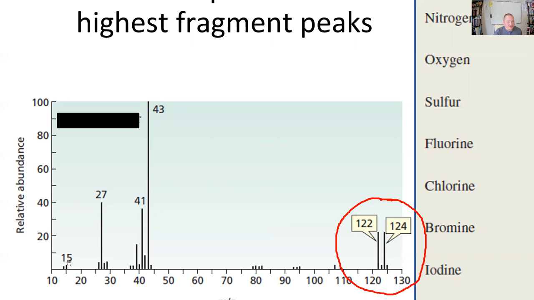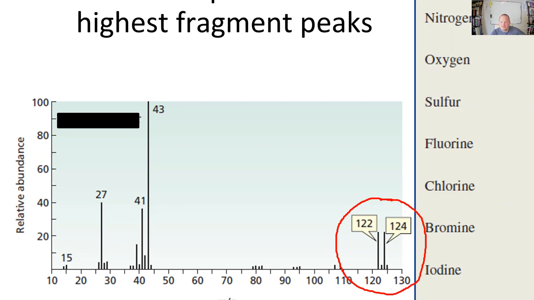And you'll notice these are very familiar numbers, right? 15, 27, 41, 43. 43 was our isopropyl group, wasn't it? And 27 was an ethyl group minus two hydrogens. So lots of similar numbers start showing up.